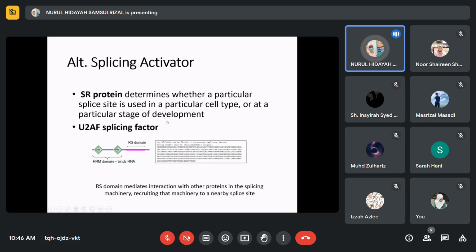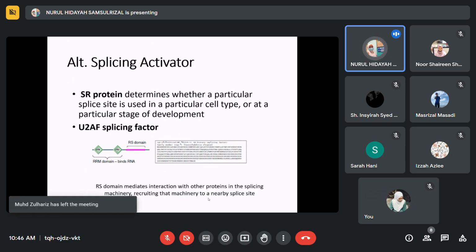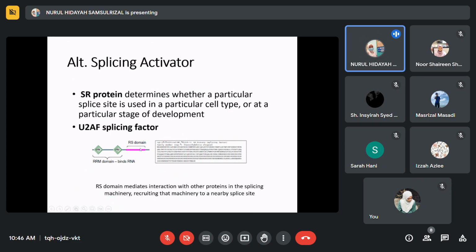So the SR protein will determine whether it is needed or not. And then we have the U2AF splicing factor, which I mentioned, you will look at it later. Then we have the RS domain, which mediates interaction with other proteins in the splicing machinery, recruiting the machinery to a nearby splicing site. So this is the RS domain. So these are the players, or all the things that need to be present in the process of splicing.